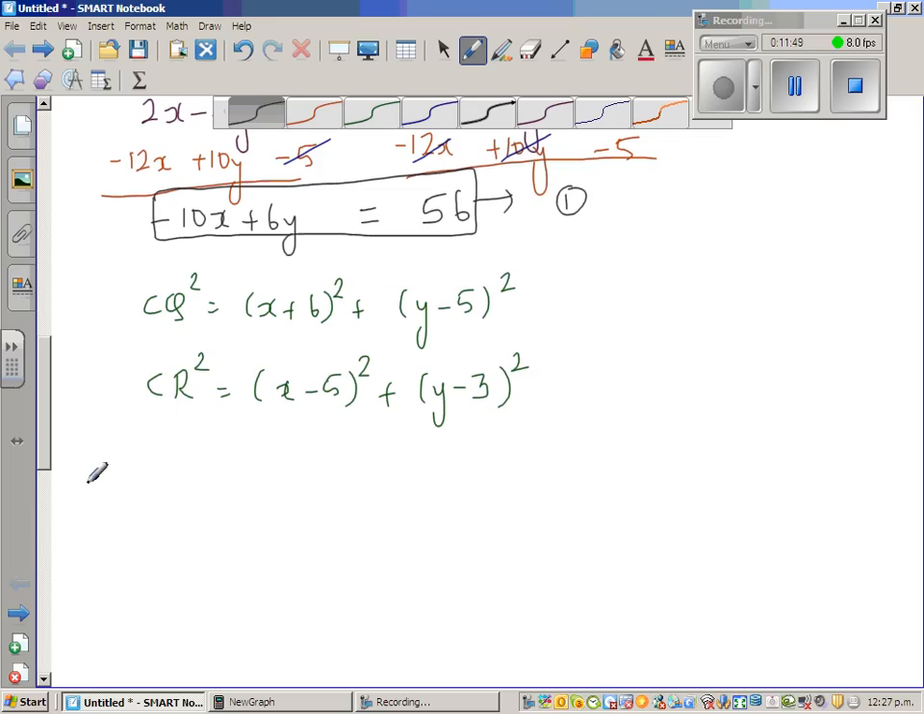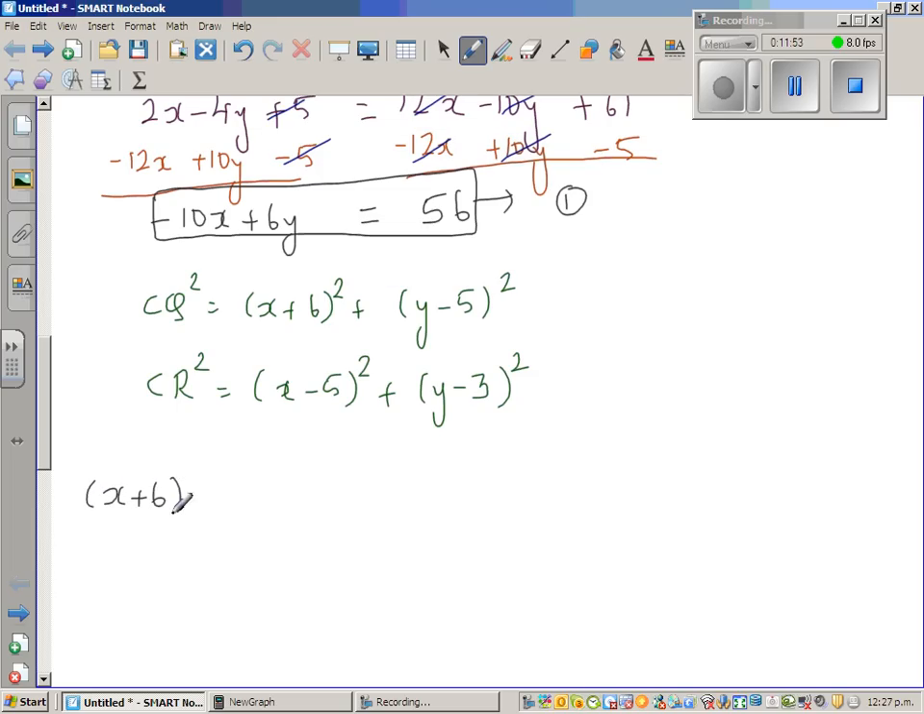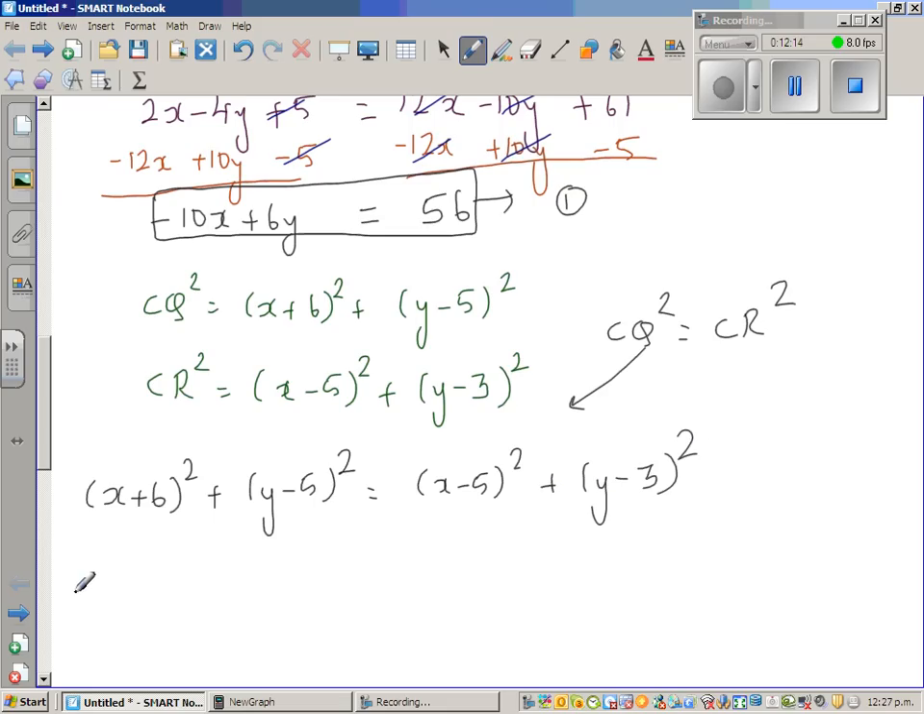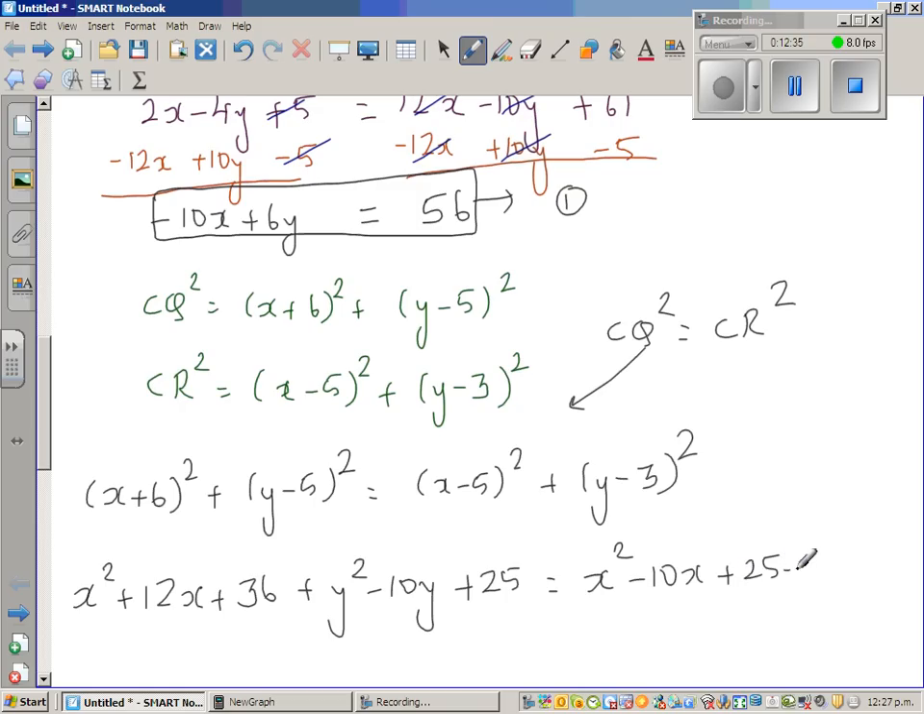So I can say x plus 6 squared plus y minus 5 squared. While I'm writing this, I'm going to say CQ squared is equal to CR squared. So from that, I'm writing this is equal to x minus 5 squared plus y minus 3 squared. So let us expand it. So this is x squared plus 12x plus 36 plus y squared minus 10y plus 25 is equal to x squared minus 10x plus 25 plus y squared minus 6y plus 9.